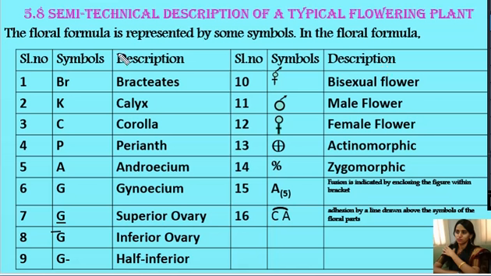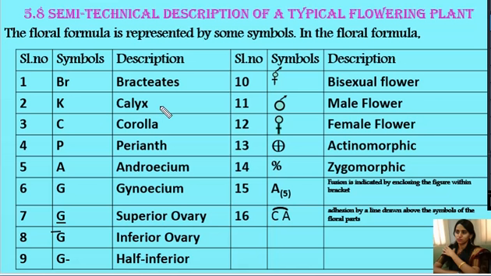Yes, here are some symbols that we use to describe a flower. Br represents bracteate. As I said in the previous video, you can just recall, at the base of the pedicel there is a leaf-like structure, or sometimes a brightly colored structure, that is called a bract. If the bract is present, then the flower is said to be bracteate.